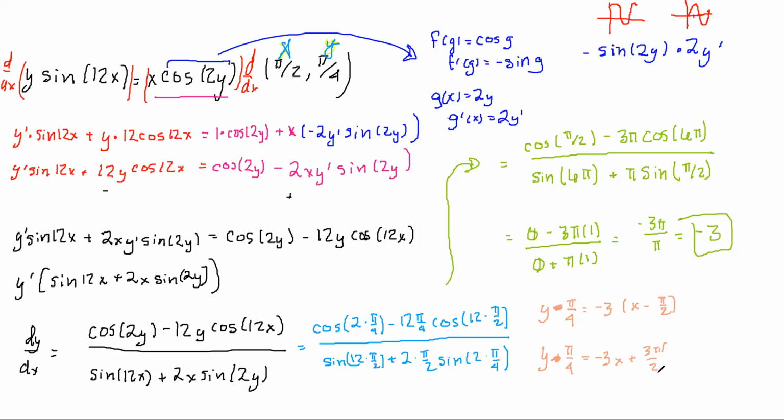3 pi over 2. I'm going to say that is times 2, both of them. So that is going to be equal to 6 pi over 4. So this is going to be y is equal to negative 3x plus 6 pi over 4 plus pi over 4 is going to be 7 pi over 4. Is this kind of answer?